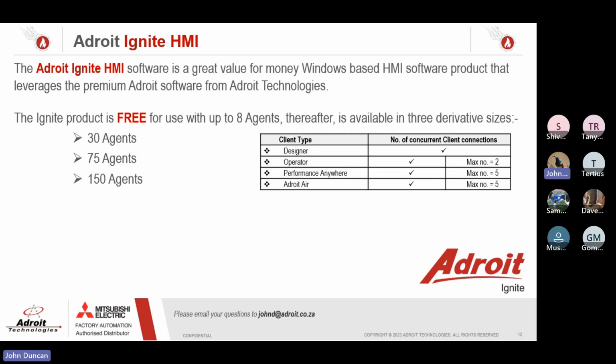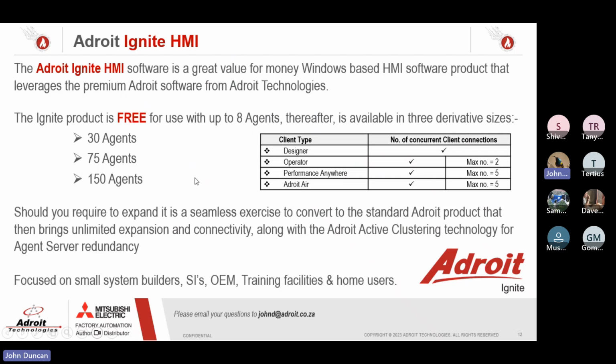So from the package itself, the Adroit Ignite is a very good value for money package. It comes with 8 agents, and then there are 3 other variant sizes: 30, 75, and 150. And then on top of that, you can have multiple operators, and from a mobile device perspective, you can have Performance Anywhere, maximum of 5, and Adroit Air, which is on your mobile phone, be it Android or iPhone. You can have a maximum of 5 licenses there as well.